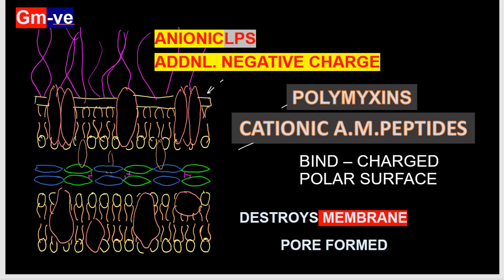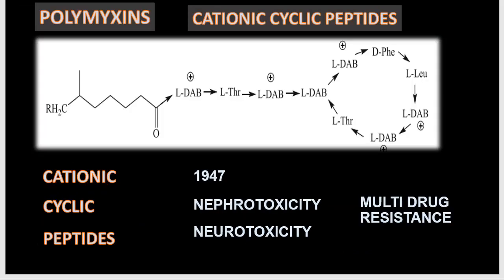The bacterial cell membrane, we already said, is negatively charged because of the phosphate and additionally because of the LPS. So this leads to the binding of these drugs, leads to perturbation of membrane structure, and cell membrane pores will develop, and finally it causes death of the bacteria. Now to the drug polymyxins.